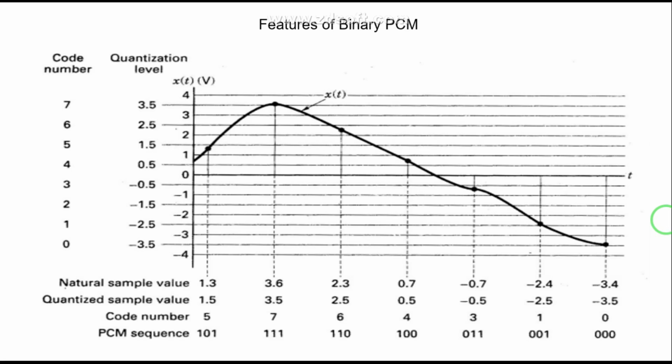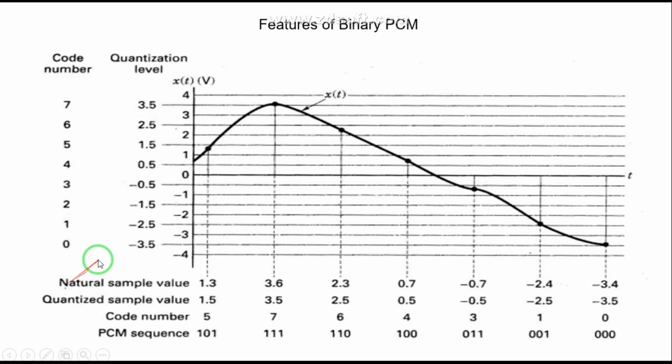Now this is the most important graph that you can see. The input range has an excursion from -4 volt to +4 volt, and these are the quantization levels. See, that's -3.5, -2.5, -1.5, up to +3.5. And this is a code number, that is the encoding.